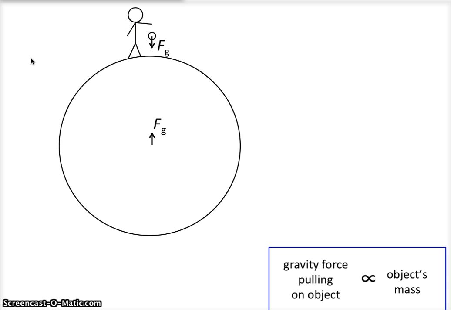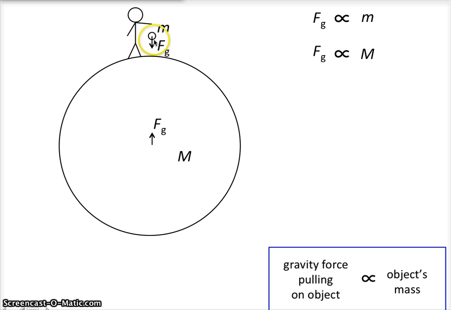Now, we said earlier that the gravity force pulling on an object is proportional to the object's mass. So, the gravity force pulling on the apple is proportional to the apple's mass. And the gravity force pulling on the earth must be proportional to the earth's mass. And we'll call the earth's mass big M. That's pretty weird, because look at this. The two gravity forces are the same according to Newton's third law.